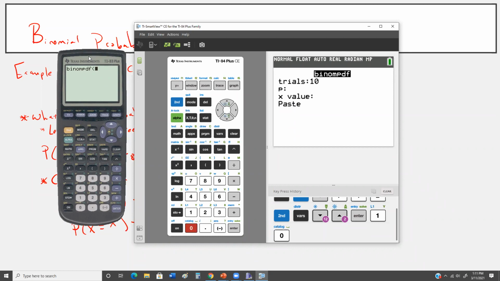Okay. So if you have the TI-84, you put 10 here. If you have the TI-83, what you have to do, and watch this very carefully, you have to type the number 10. And then does everybody see where this comma is on your calculator here? Does everyone see this with me? You have to press this comma button. Okay. So over here, the next thing you're going to put in is P, which is the probability of success. Okay. So what was the probability I said LeBron James makes a free throw?